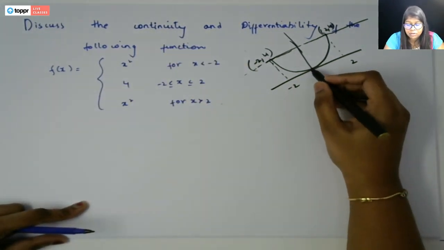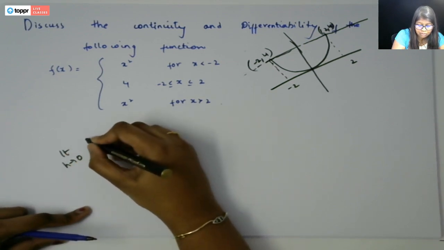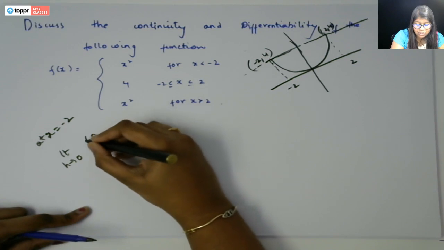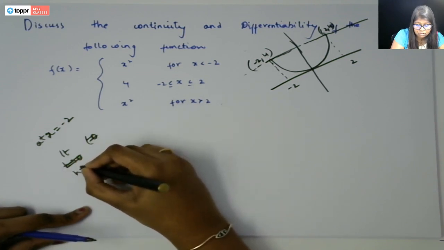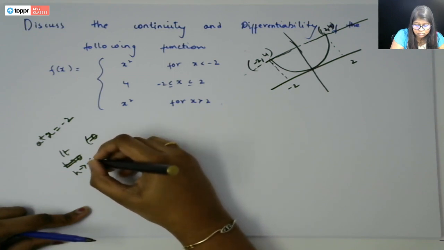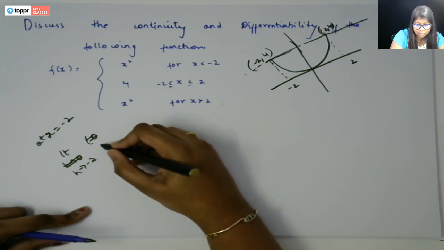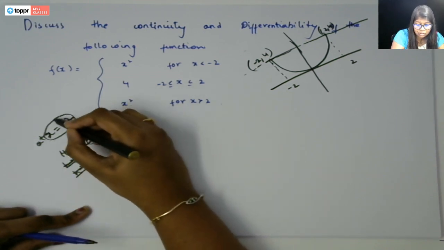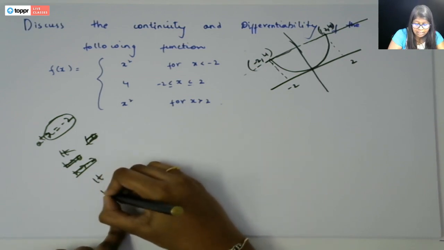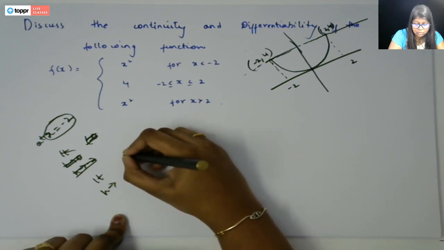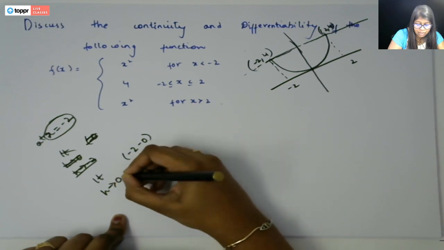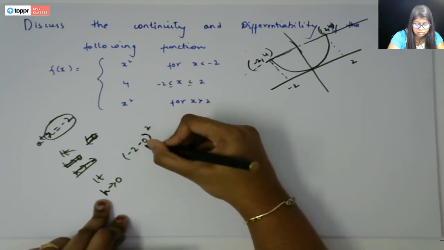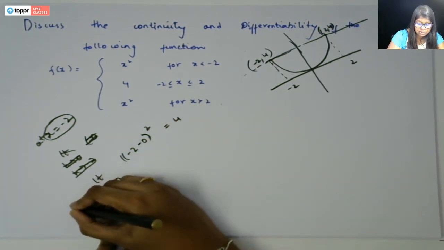So the continuity of the function, how do you find out? Again, the limits. So the limit h tends to 0, and at what point are we trying to find out? At x is equals to -2. Okay, we are trying to find out the continuity at -2. So we write limit h tending to 0, at point -2. So it's nothing but -2 minus 0, whole square, which is nothing but 4 is the limit of this. That is nothing but LHL.